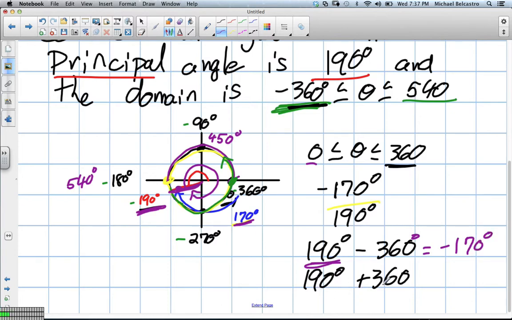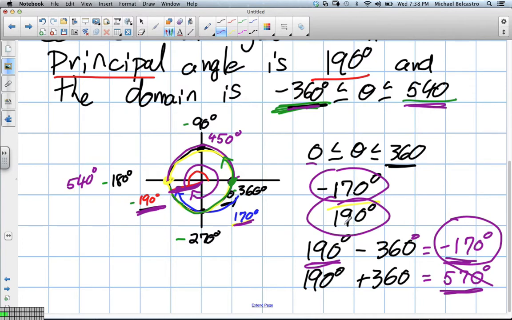Now let's think of that same idea. Let's go up 360 from 190. Do you know where that's going to take us? It's going to take us to 550. Now does 550 fall under 540? No. So this actually doesn't fall in our domain. Is negative 170 above negative 360? Yes, it is. So negative 170 falls in the domain. So our two angles are negative 170 and our principal angle of 190. They're the only two that happen to fall in this domain.